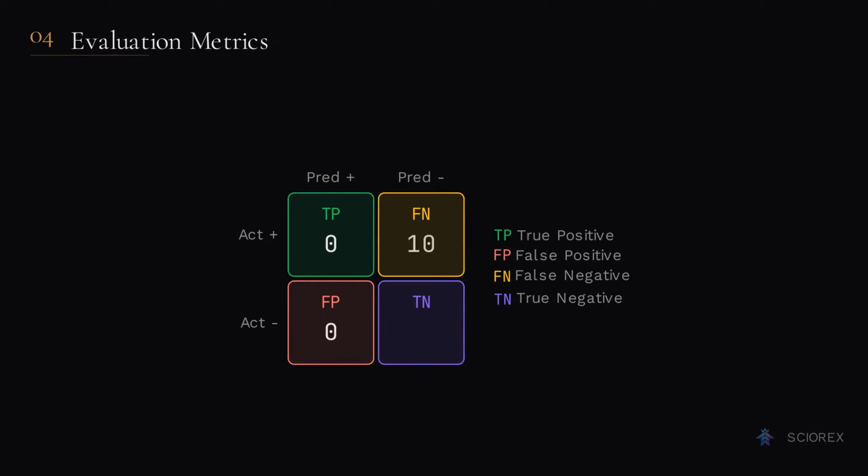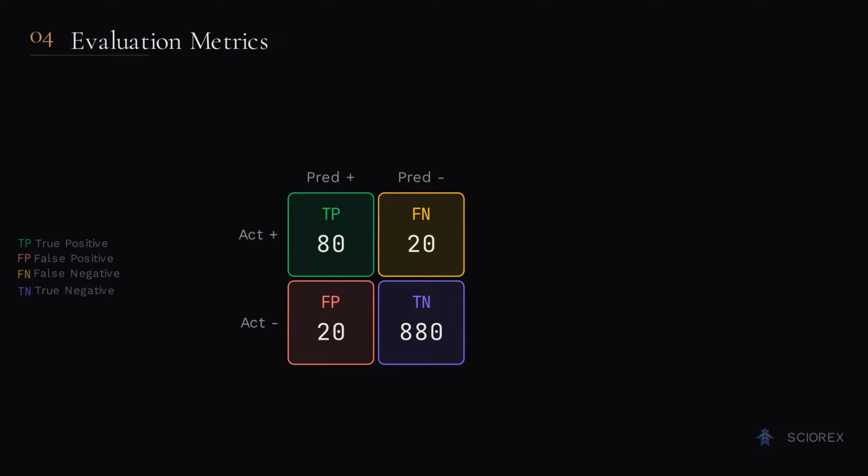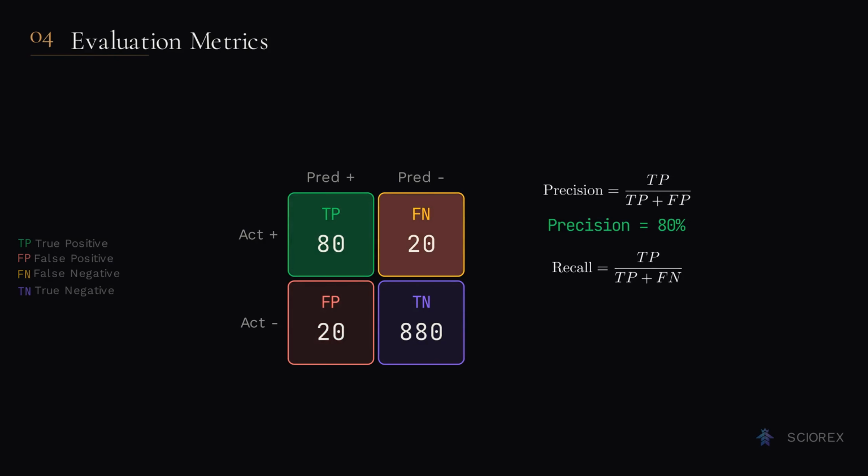This is why accuracy alone is often not enough. We need metrics that capture different kinds of mistakes. Now let's swap in a more realistic model and see what the confusion matrix tells us. Precision asks, of everything the model flagged as positive, how much was actually positive? In our example, that's 80%. Recall asks, of everything that was actually positive, how much did the model catch? That's also 80%. The formulas stay on screen if you want to verify the math.